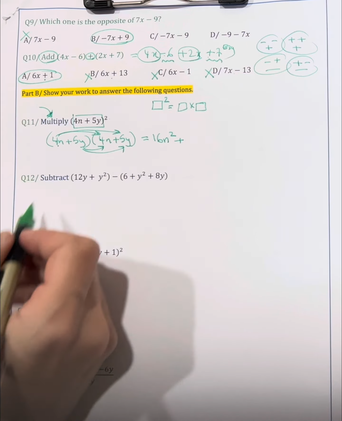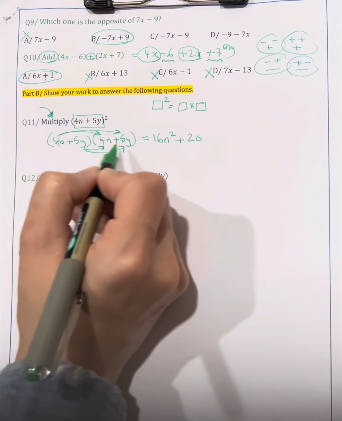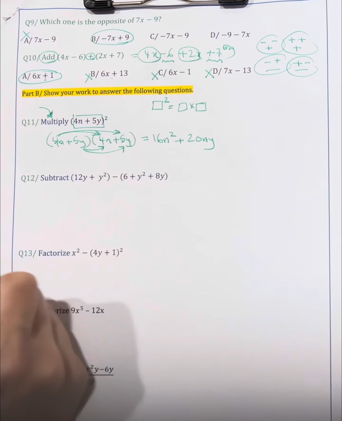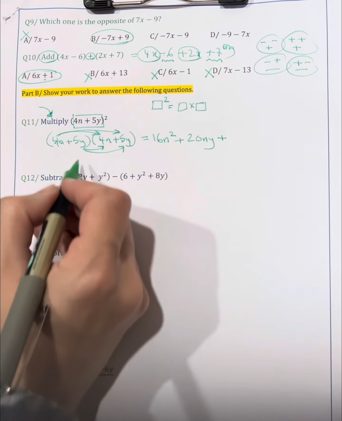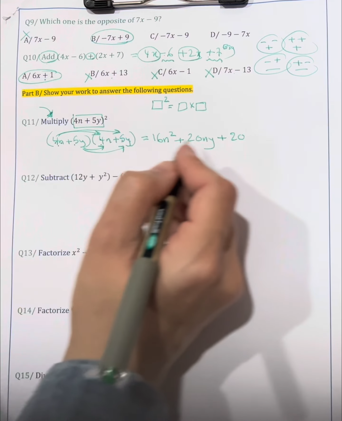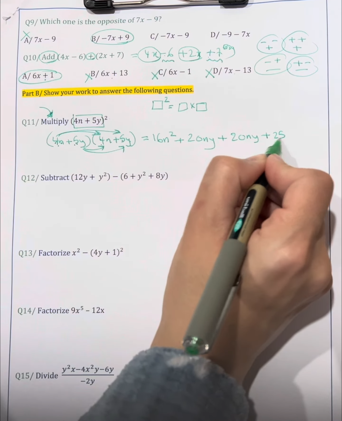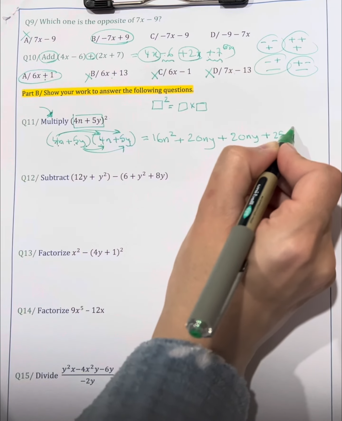Plus 4 times 5, 20. N times y, ny. Plus again, because it's all positive, 5 times 4, 20. N times y, ny. Plus 5 times 5, 25. Y times y, y squared.